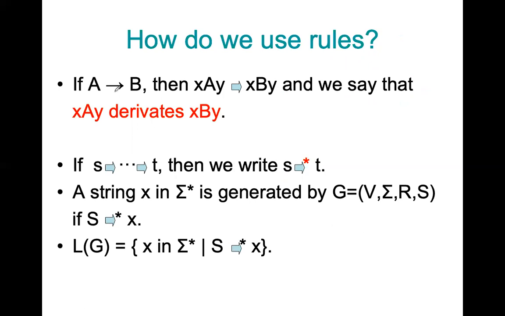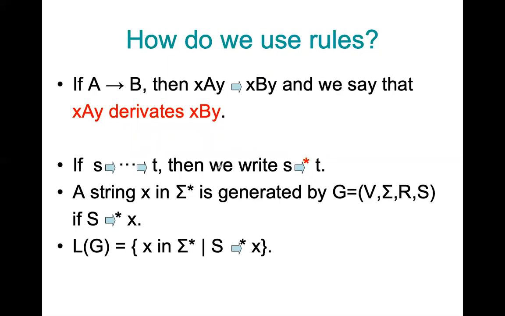Suppose xay is equal to xby, then it means it is deriving xby. It is a rule. Like this here also, if you are producing s is equal to t, then we can write s derives t with a star. Why are we using the star here? Because s is producing t not directly. It is using more than one rule. If you are using more than one rule, we need to write like this.